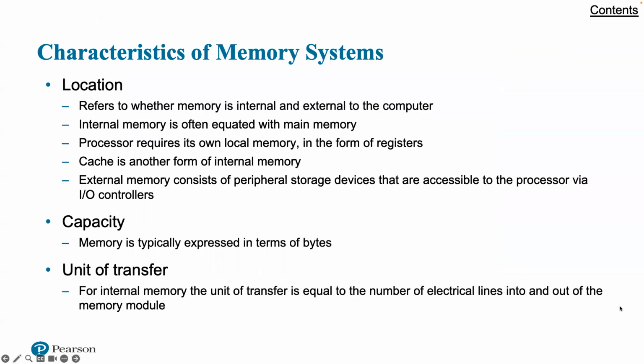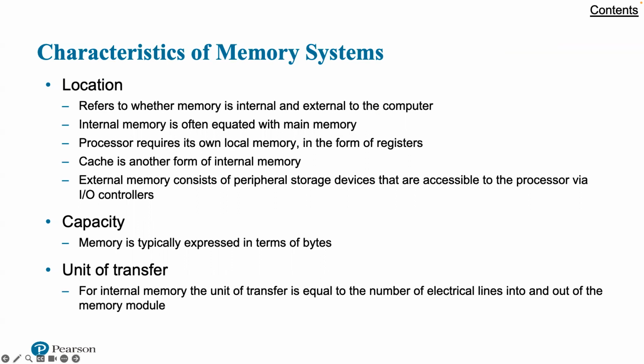So let's talk about the characteristics of memory system. The term location in Table 4.1 refers to whether memory is internal or external to the computer. Internal memory is often equated with main memory, but there are other forms of internal memory. The processor requires its own memory in the form of registers. Further, as we shall see, the control unit portion of the processor may also require its own internal memory. We will defer discussion of these latter two types of internal memory to later chapters.